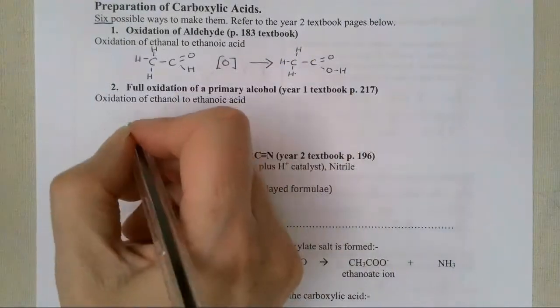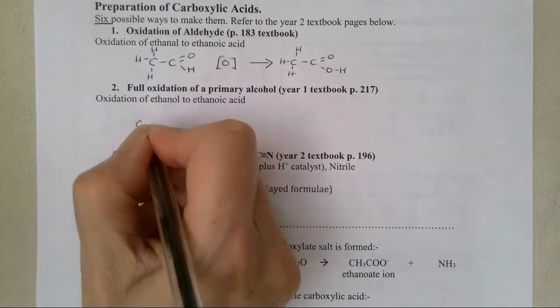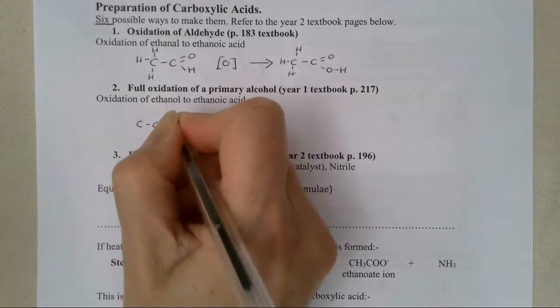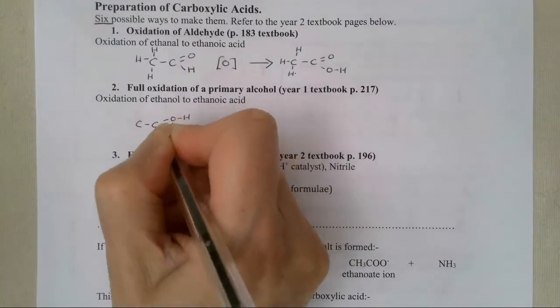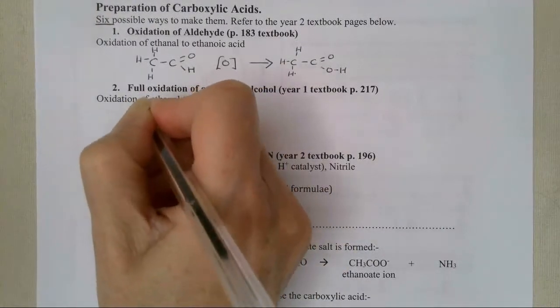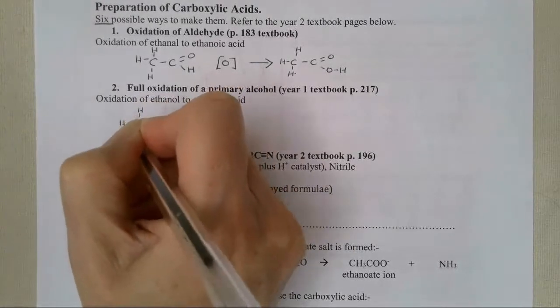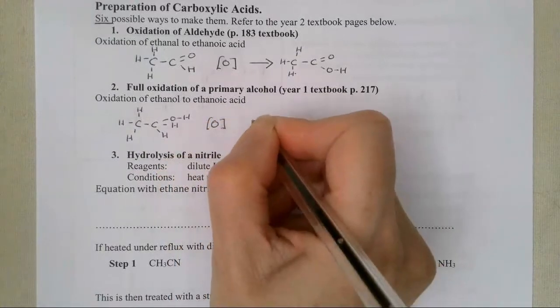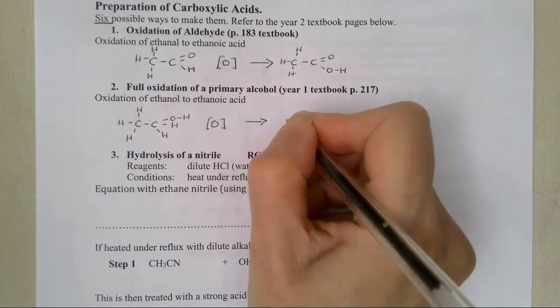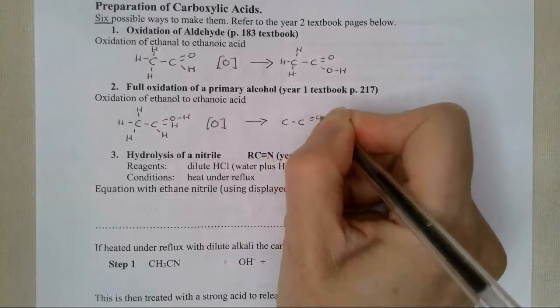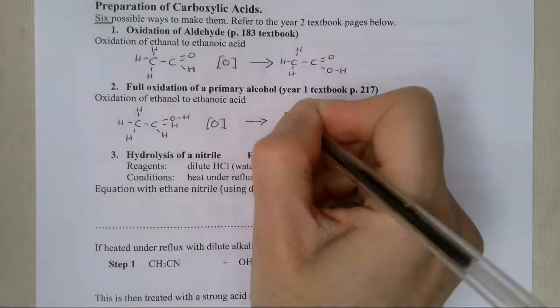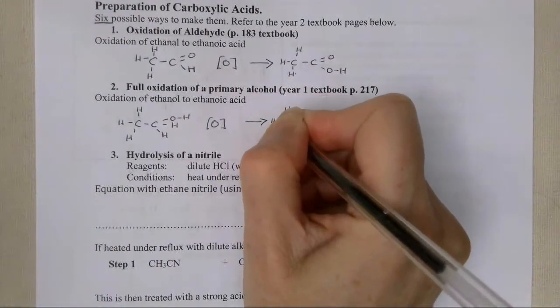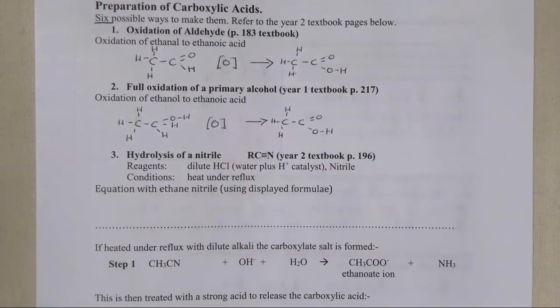You've also come across this one before, where you take the primary alcohol, in this case ethanol, and you would heat this under reflux with your oxidizing agent. In this case it would usually be potassium dichromate in sulfuric acid, but again you would make your carboxylic acid, and those are two you've seen many times before.